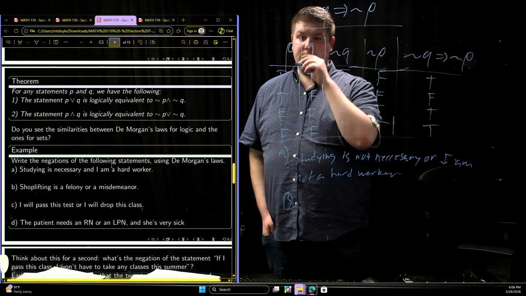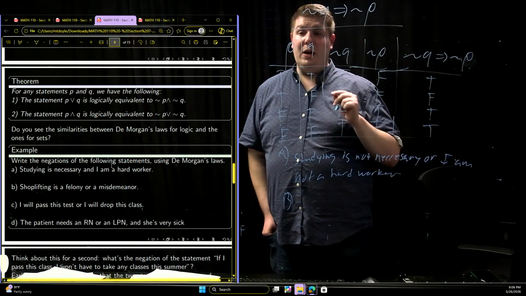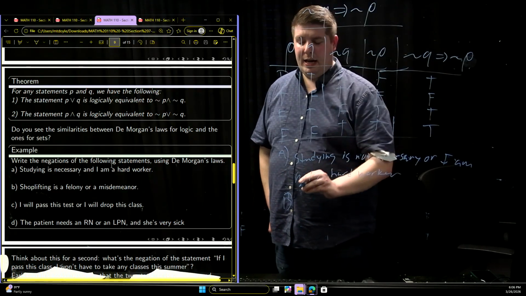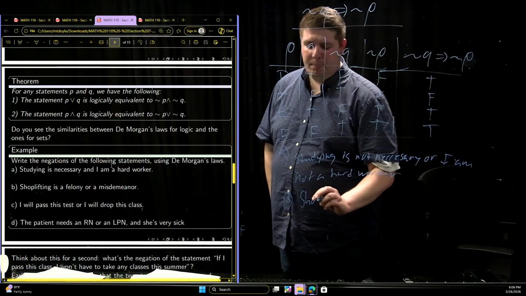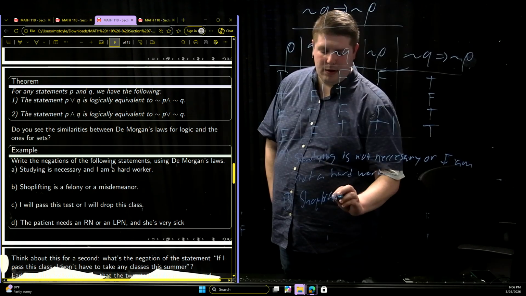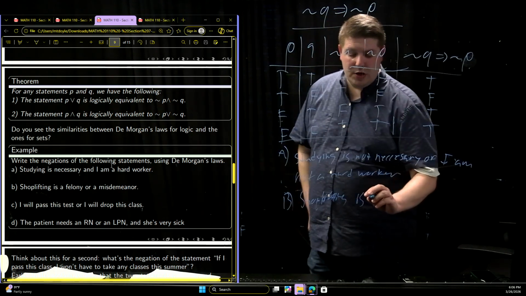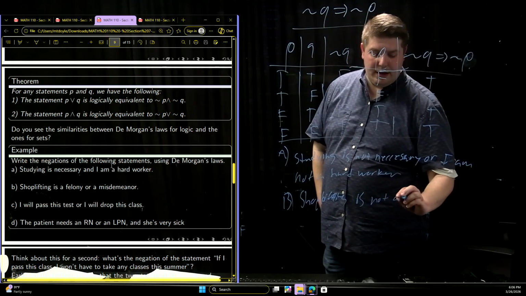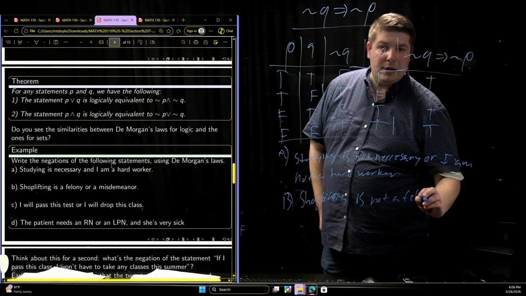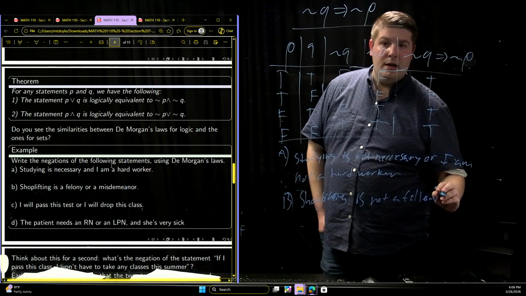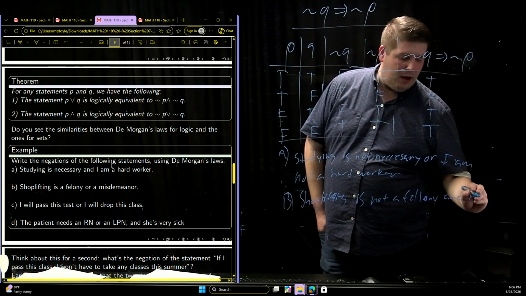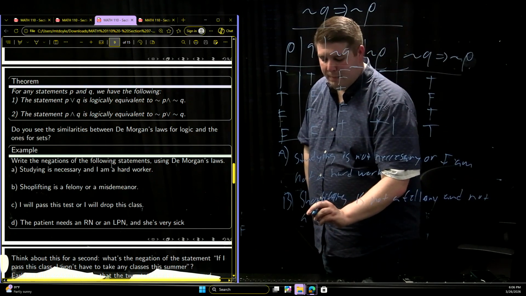B, shoplifting is a felony or a misdemeanor. The negation of that, so P or Q, is: shoplifting is not a felony, if I can spell felony tonight, and not a misdemeanor.